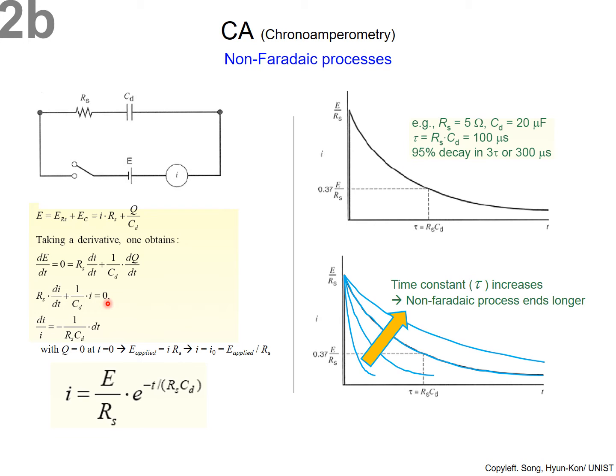So let me put together the current function. dI over I is equal to minus 1 over the time constant, dt. And here is the initial condition. At time equal to 0, of course, we could assume that the accumulated charge is 0. Then let me put this condition in here. So Q is going to 0, then you can remove this last term. Then the current is equal to the constant potential per resistance. So the current is equal to the applied potential per solution resistance.